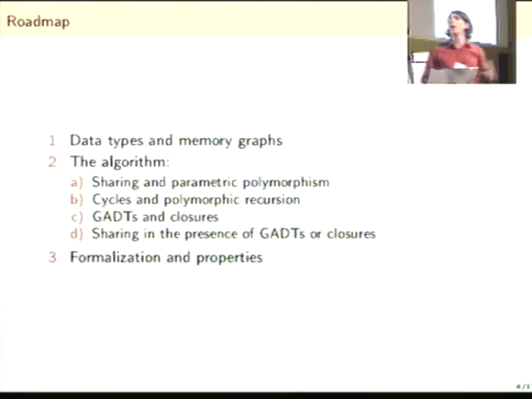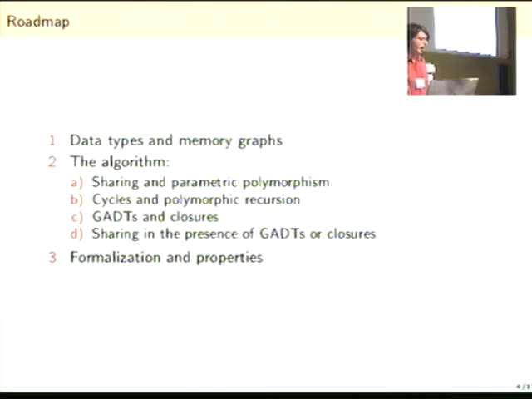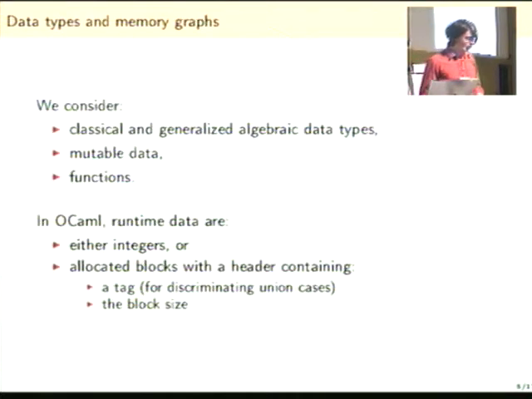So I will briefly present the data types we want to be able to marshal and unmarshal. Then I will present the algorithm with four specific situations we have to handle, and I will just say a word about the formalization we described in the paper at the end.